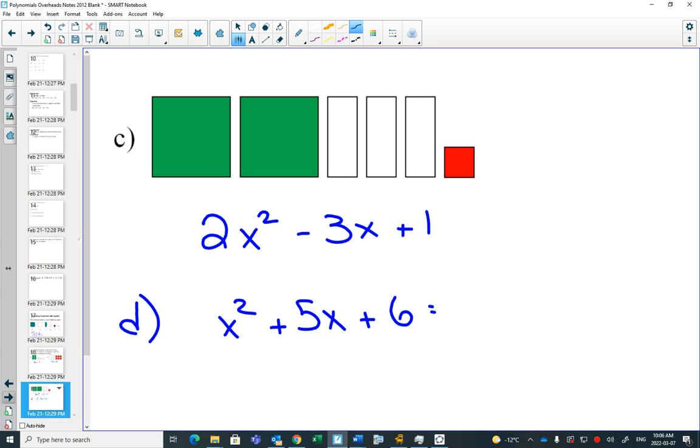Ooh, how big can we make it here? Well, I'll start off with not too big. x squared plus 6x plus 9. That'll make a square. How do I know that?